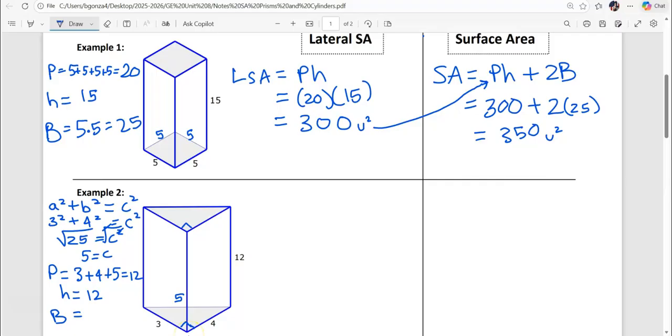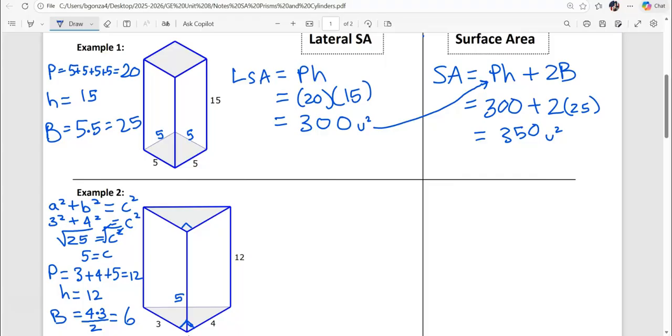Only this triangle. If you have a right triangle, it's going to be base of 4, height of 3. So you're going to do 4 times 3, and then what are we not going to forget to do? For a triangle, you must divide by 2. 4 times 3 is 12, divided by 2 is 6. So now we have P, H, and B. You've got to be able to find the perimeter of the base, height of the prism, and the area of the base.